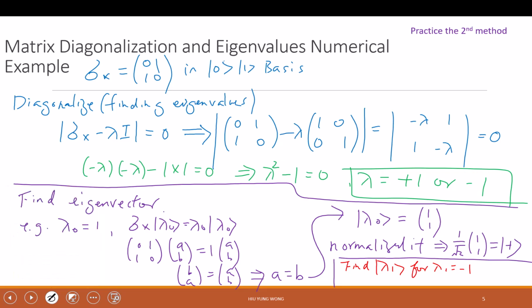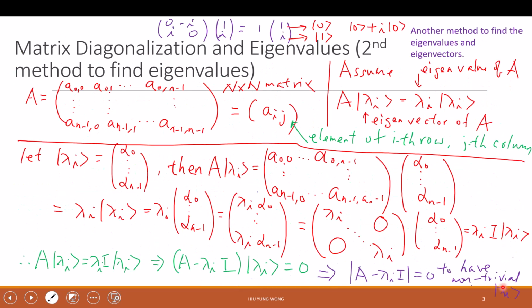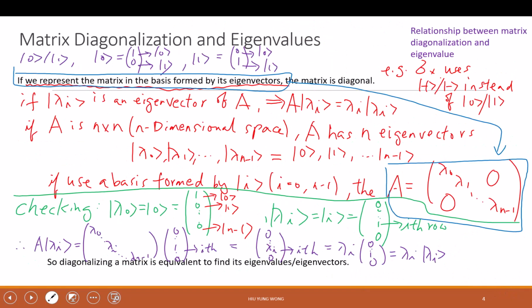So please go back to try it. Okay. Any questions? Now, I spent a lot of time. You did not learn much. The only thing you have learned really is that to find the eigenvector, eigenvalue, we can use this determinant equation. And we also know that if we write in the basis form by its eigenvector, it is diagonalized. So we know that you find the eigenvalue, you diagonalize the matrix.